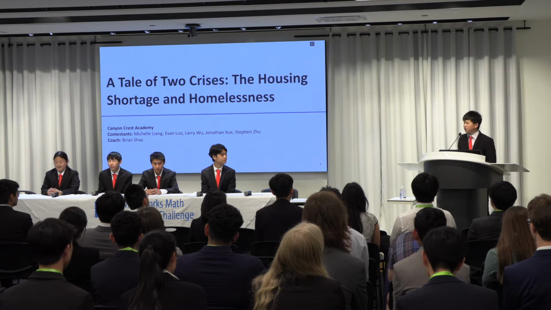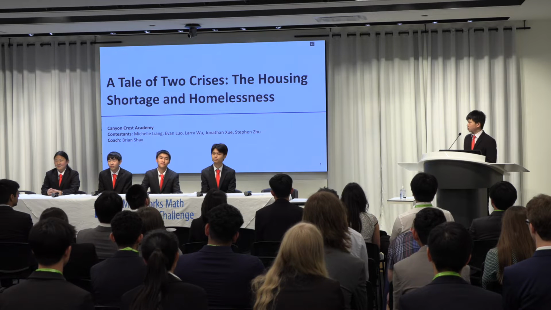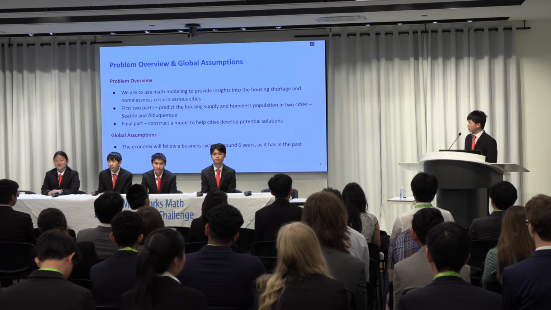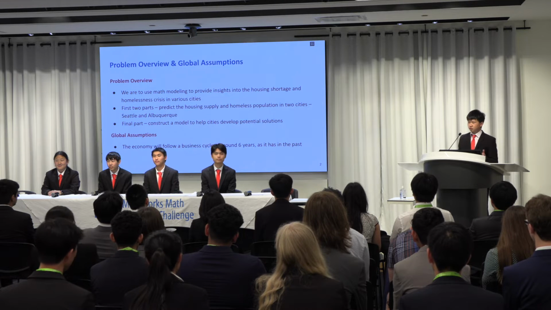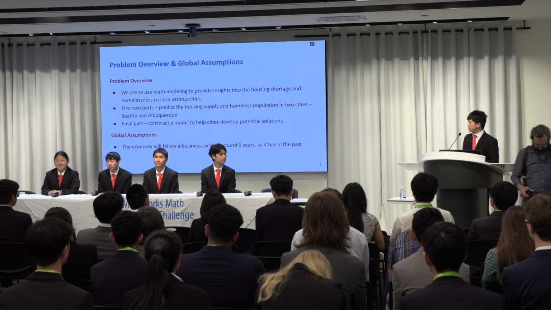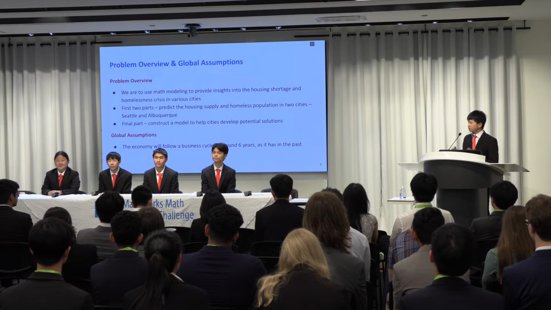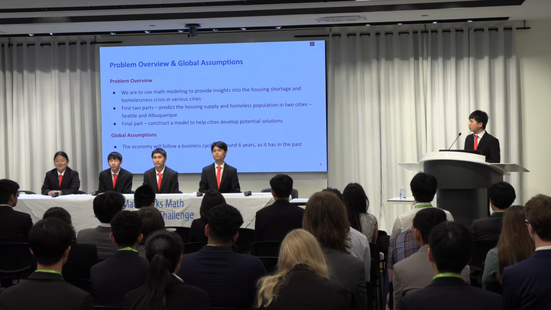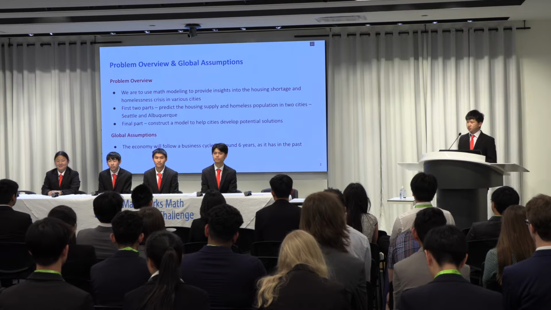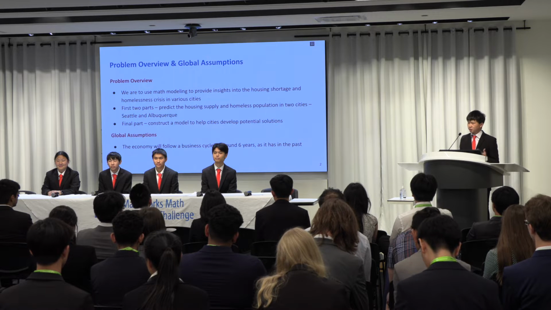So hello, everybody. Today we'll be doing our presentation on our solution to this year's M3 problem, A Tale of Two Crises, the housing shortage and homelessness. So briefly, before we go over our solution, I'd like to go over a brief overview of our problem. We were to use math modeling to provide insights into the housing shortage and homelessness crisis in various cities. For us specifically, we focused on Seattle, Washington, and Albuquerque, New Mexico. In the first two parts, we were to predict the housing supply and homeless population in those two cities. And in the final part, we were to construct a model that would help cities develop a solution.